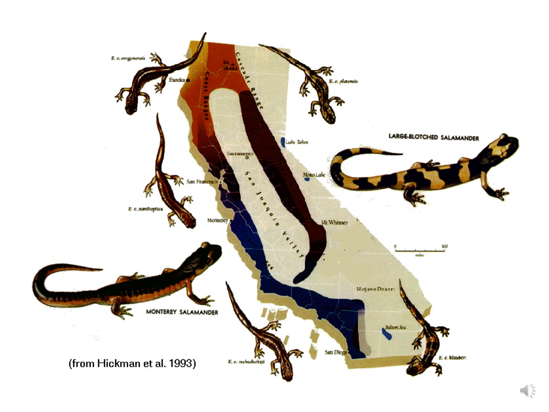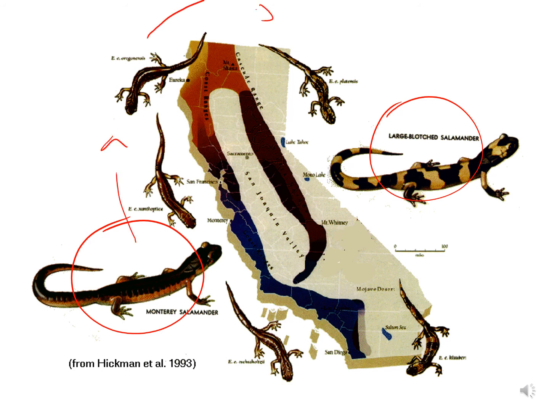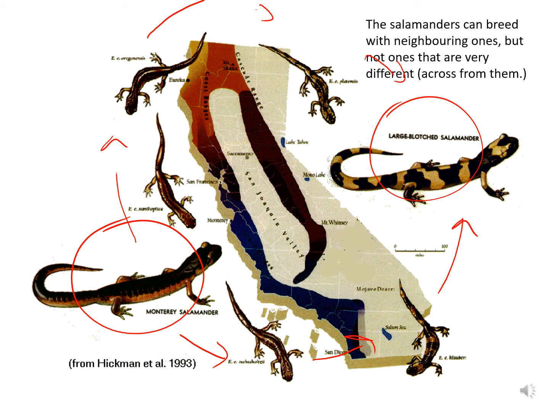Here's a diagram to show you a ring species of salamander. What you can see is that the ones on the opposite ends of the ring, a Monterey salamander and the large blotched salamander, are unable to breed together. But as we go round the ring, we should be able to see that the ones closest together are able to breed together. The salamanders can breed with neighbouring ones, but not the ones that are very different, i.e. the ones across from them.